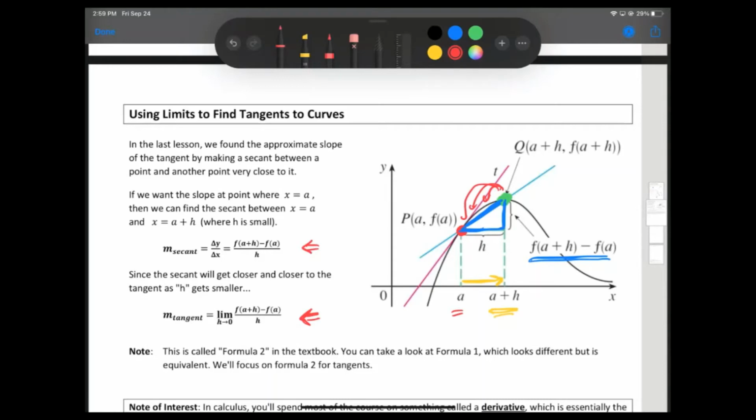Now, I will point out that in the textbook, if you look it up, they refer to the equation that I just showed you as equation 2 or method 2 or formula 2, whatever it is. There is a different one that's slightly different. It's just a slightly different way of looking at the diagram. It is an equivalent expression, but I find it more difficult to use, so I just stick with this one.